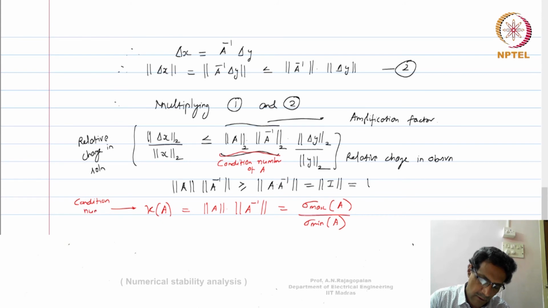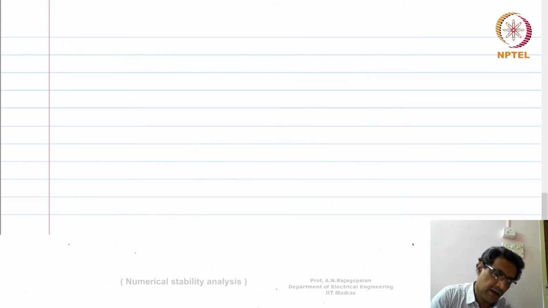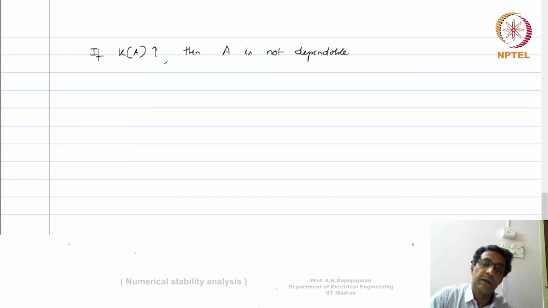This is the condition number, and this is what will tell you the health of a matrix. Even if your matrix is invertible, if the spread of the singular values is very large, the condition number is high. Then A is numerically unstable, not really a dependable matrix. When you try to take the inverse and accept the solution, you may be in trouble, even though it is invertible.